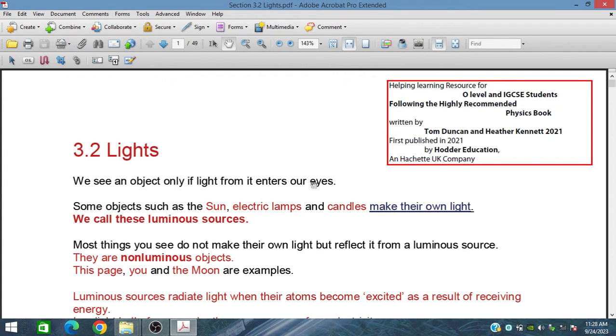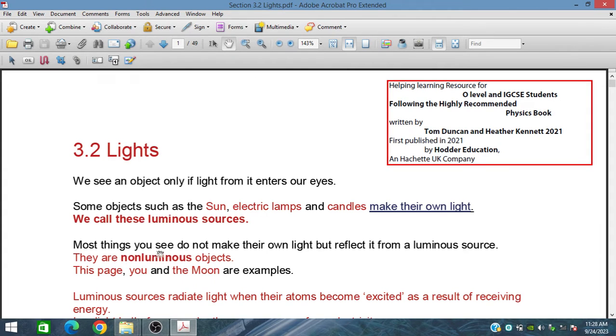Objects such as the sun, electric lamps and candles make their own light, so these are light sources. We call them luminous sources. So the sun, electric lamps and candles are luminous sources.